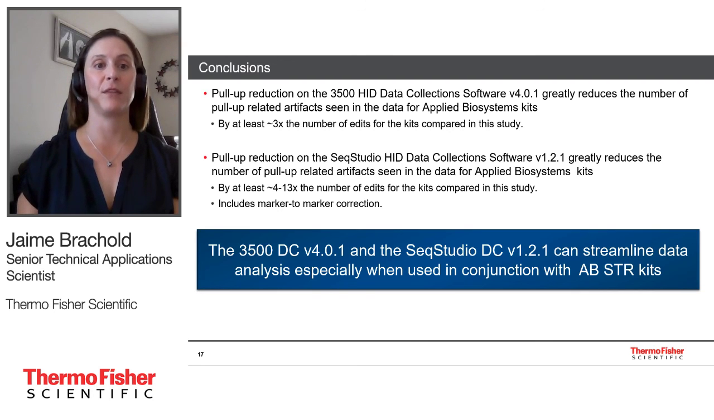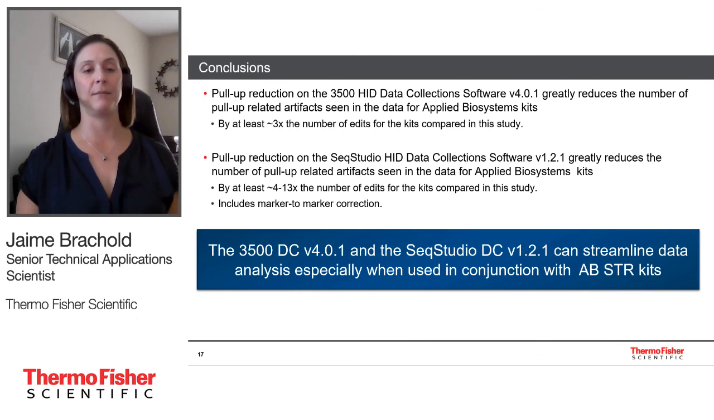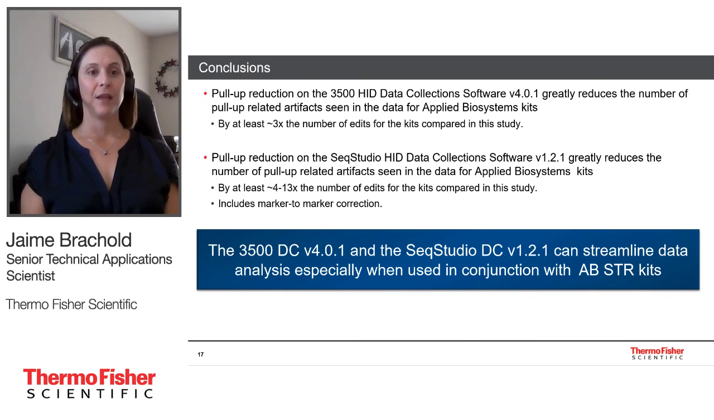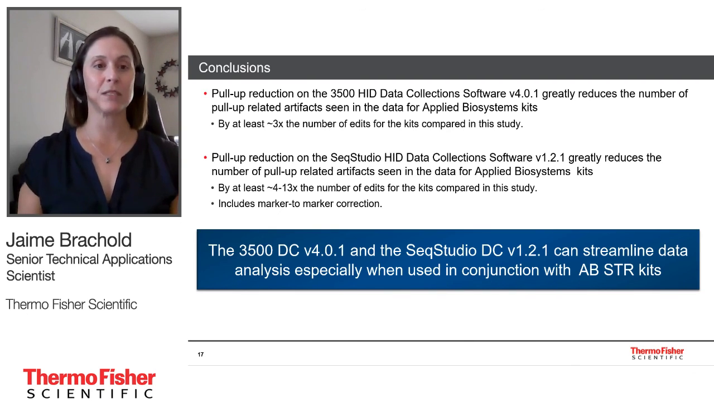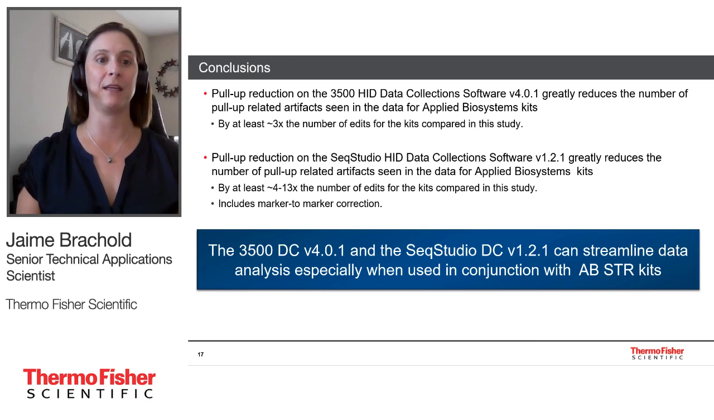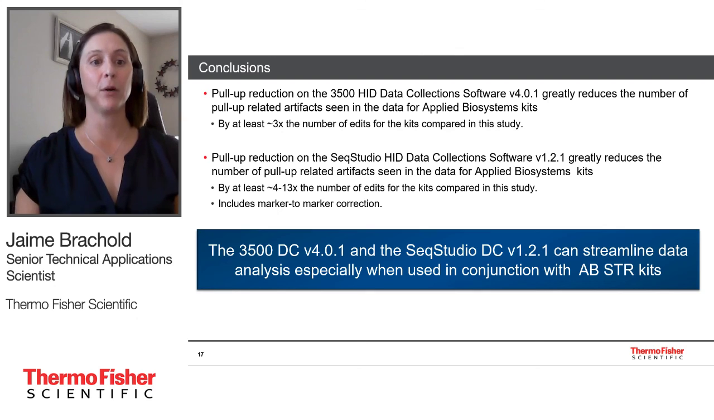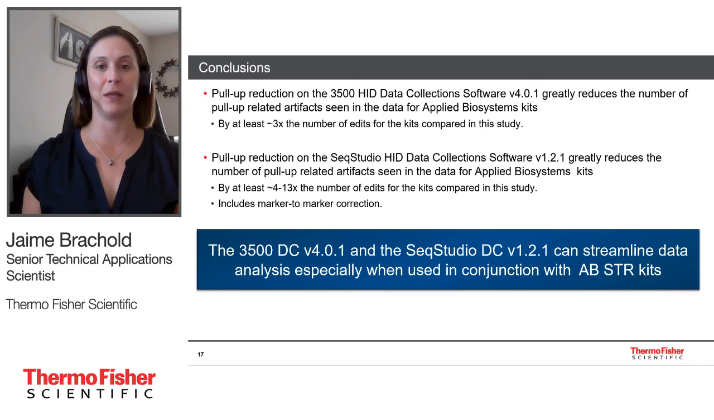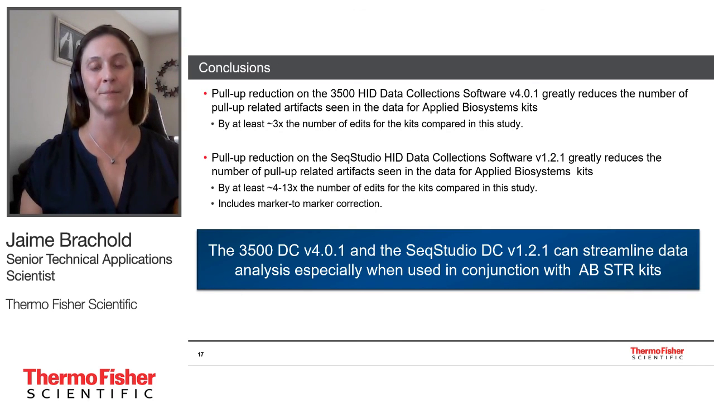And just as a reminder, the SeqStudio does have that added level of pull-up reduction, the marker-to-marker correction. So taking into account the pull-up reduction and also some of the new features I talked about at the very beginning of the presentation, both the 3500 with data collection version 4.0.1 and the SeqStudio with data collection version 1.2.1 can streamline data analysis, especially when used in conjunction with AB STR kits.